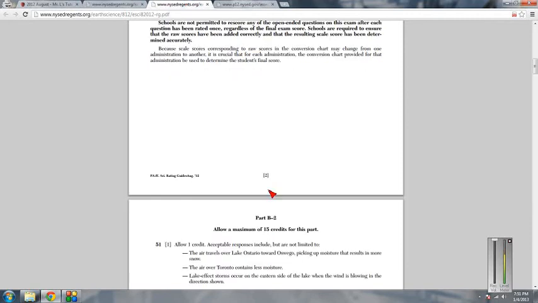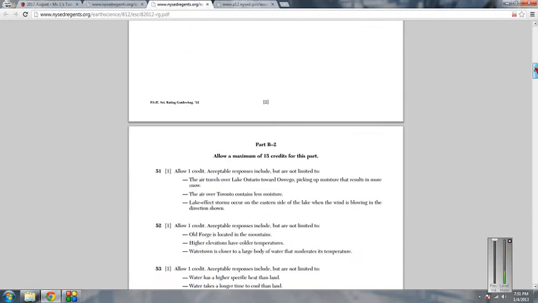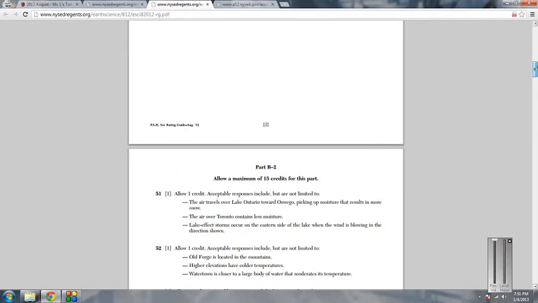And let's see what New York State says we need to say. Okay, you get 1 credit for Old Forge is located in the mountains. Okay, so that's nice and simple. Or a higher elevation, or Watertown is closer to a large body of water. Okay, that's a little more difficult to answer. Anytime you're closer to water, it helps you hold your temperature a little bit better. We'll get to that at some other point.